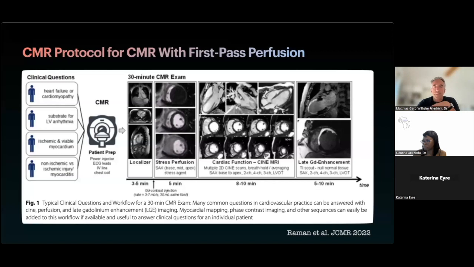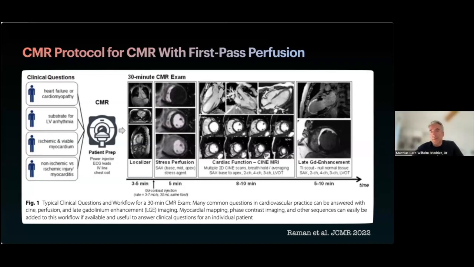So the protocol for that, and this is the recommendation that has been published with the endorsement of the Society for Cardiovascular Magnetic Resonance, is a relatively short one. So after the localizer, you perform stress perfusion with, for example, adenosine, and then you look at function, and then you perform the imaging for fibrosis or scarring, so the late gadolinium enhancement imaging, and then you're done. You could add a rest perfusion in between. You could add flow measurements. You could add even coronary arteries. But this is the bare bone first pass perfusion protocol.